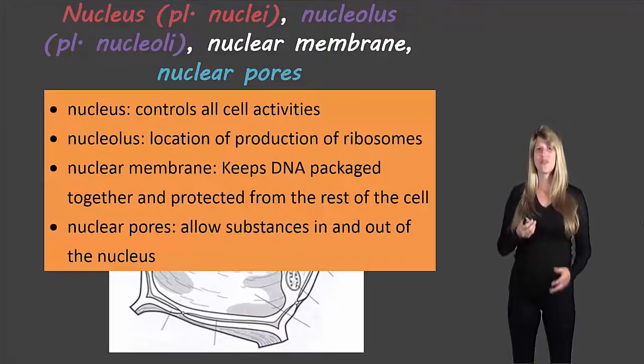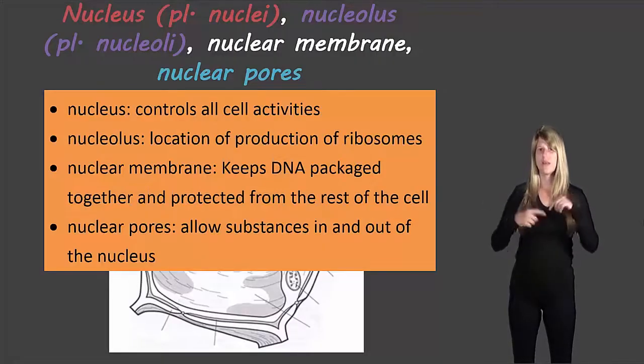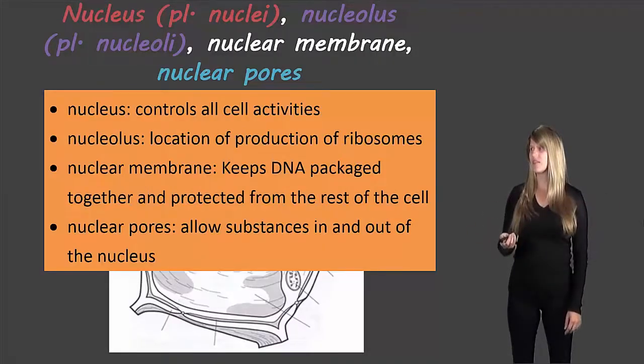So we have several roles for each of these. The nucleus controls all cell activities because it contains the DNA, which controls what happens in the cell and what the cell looks like. The nucleolus is the location of production of ribosomes, which we'll look at in a little bit. The nuclear membrane keeps the DNA packaged together inside the nucleus and protects it from the rest of the cell. And then the nuclear pores allow substances in and out of the nucleus.